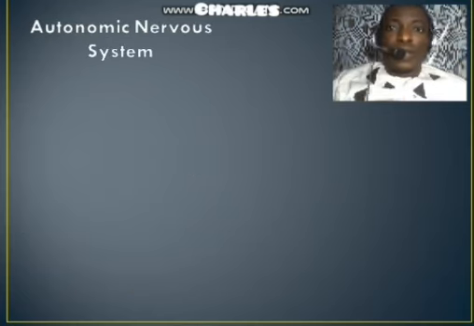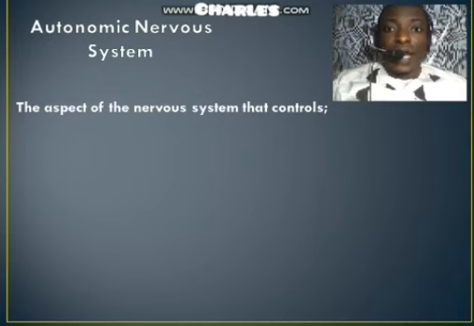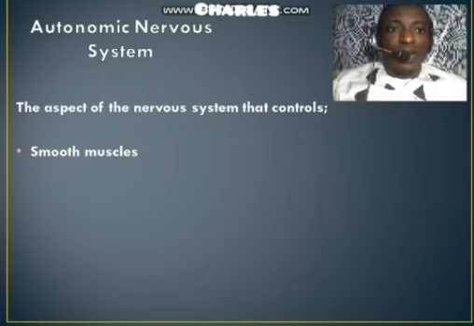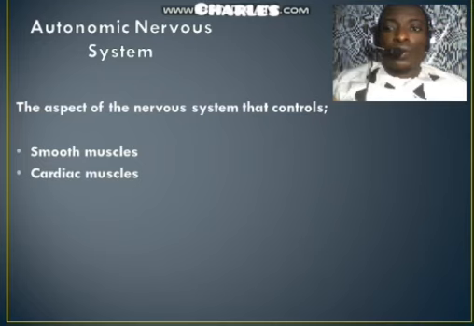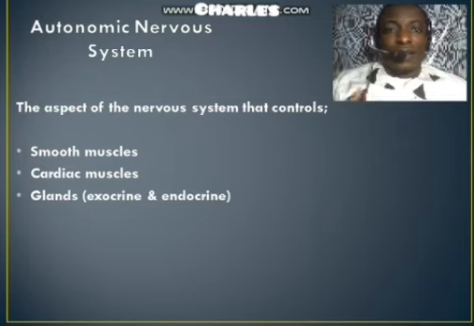The autonomic nervous system is the aspect of the nervous system that controls the smooth muscles. Smooth muscles are majorly found around the visceral organs. It also controls the cardiac muscles and glands, whether exocrine or endocrine glands. Remember that endocrine glands secrete hormones, while exocrine glands secrete digestive enzymes. It is the autonomic nervous system that controls secretions from these glands and the regulation of glandular sphincters.